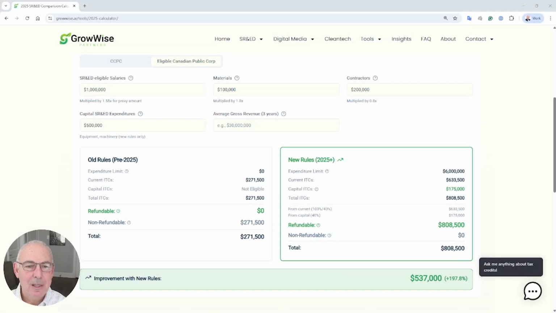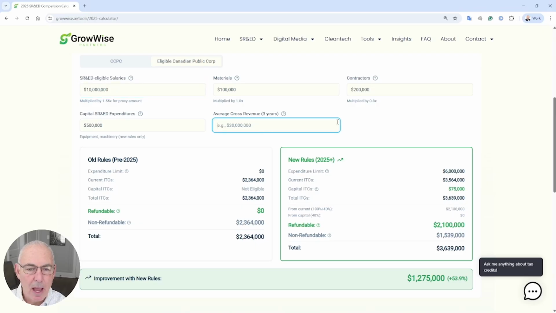Those numbers have changed slightly also, and the calculator accurately determines the exact SR&ED claim that you would have. Let's look at an ECPC phase out, which basically means that as the average gross revenue goes up, the $6 million expenditure limit is decreasing. So it's easier to look at this when you have a very large SR&ED expenditure.